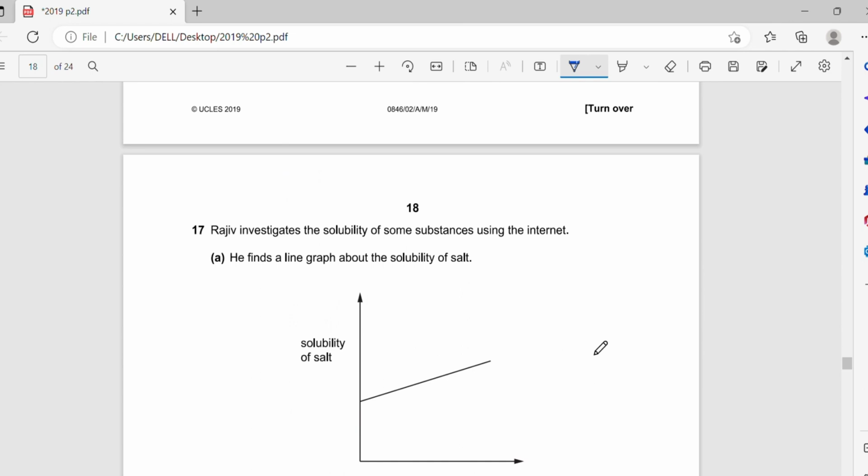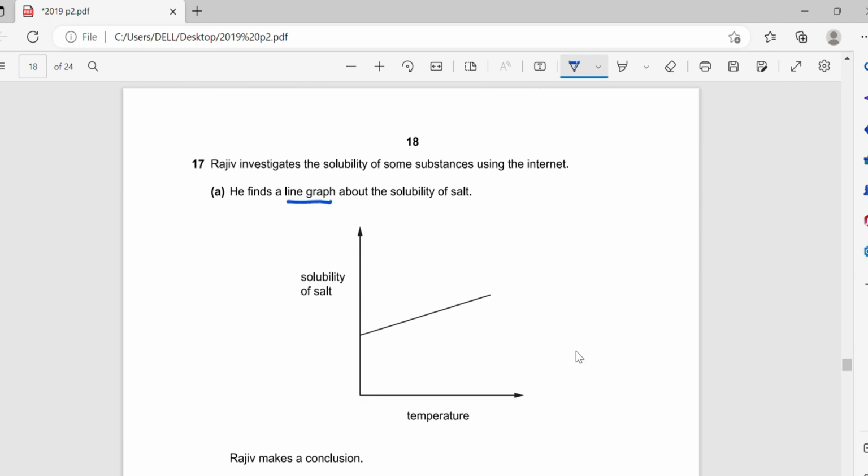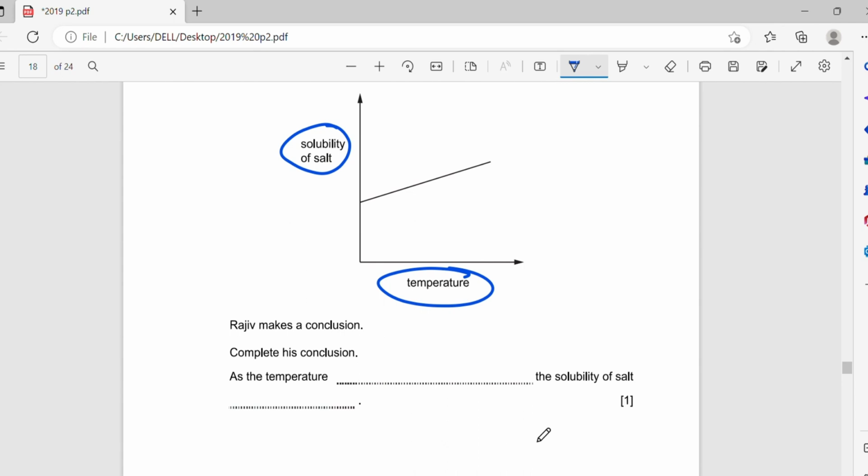Question 17. Rajiv investigates the solubility of some substances using the internet. He finds a line graph about the solubility of salt, and here we have temperature. Rajiv makes a conclusion. Complete his conclusion. As the temperature blank, the solubility of salt blank. As we go to the right side, the temperature increases. What happens to the solubility? The line goes up, the solubility increases.